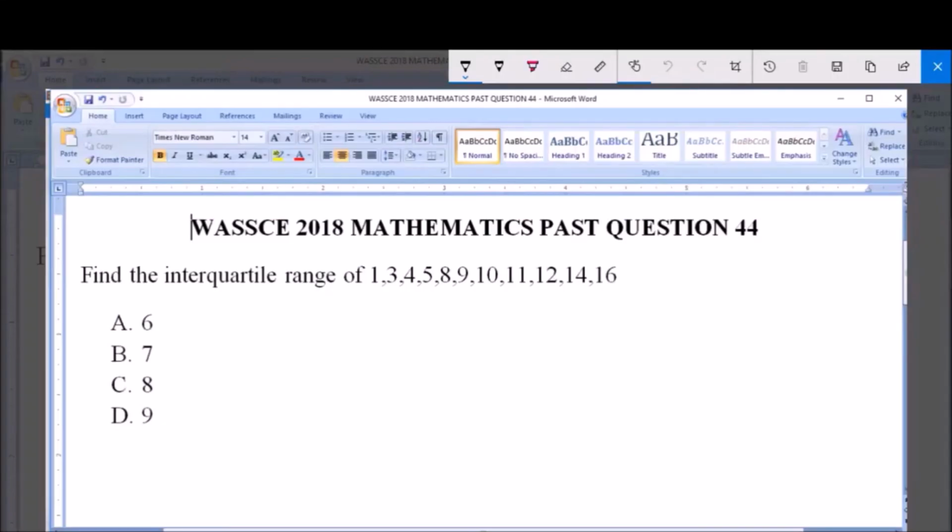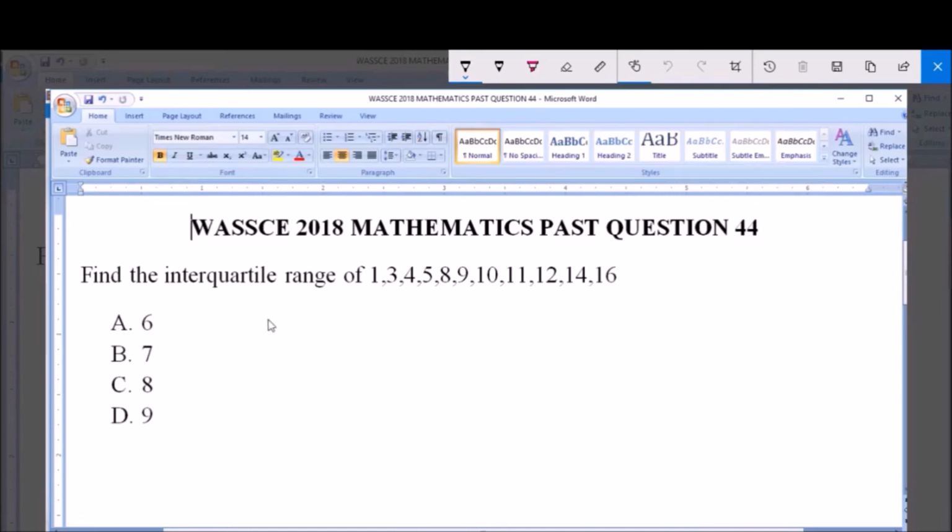Good day and welcome. I'll be answering WASSCE 2018 Mathematics Past Question 44. Find the interquartile range of 1, 3, 4, 5, 8, 9, 10, 11, 12, 14, and 16. So we are asked to find the interquartile range of this set of numbers.